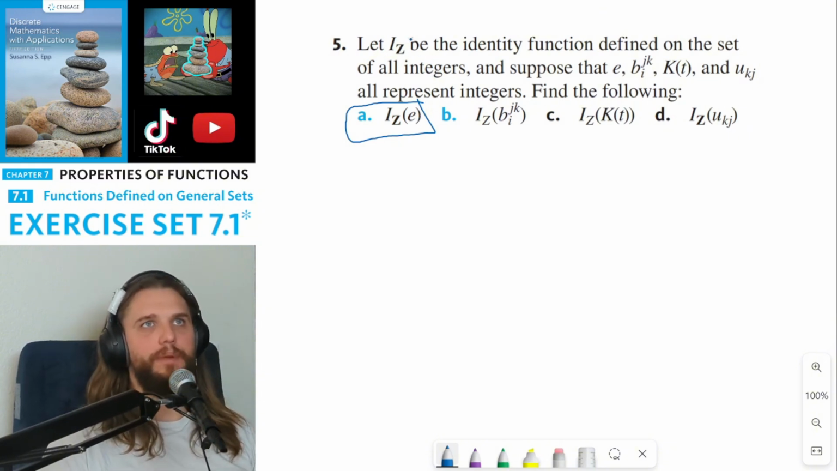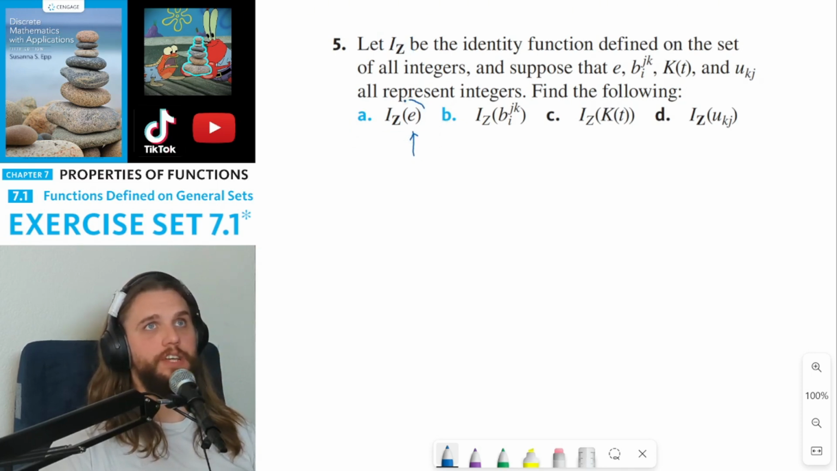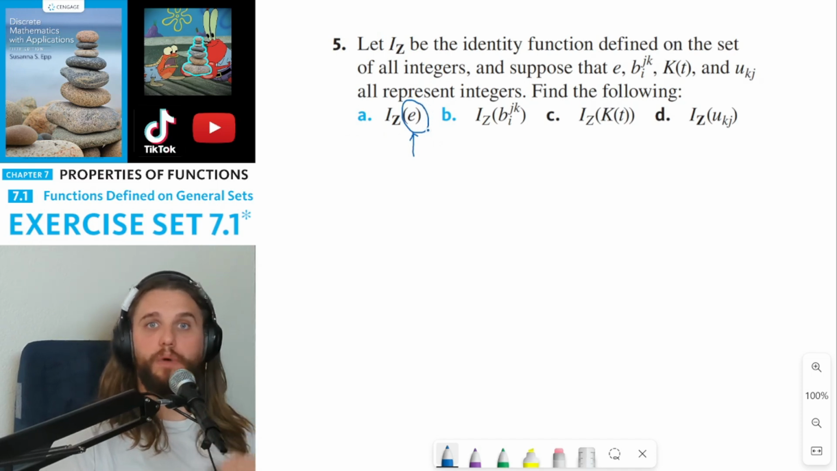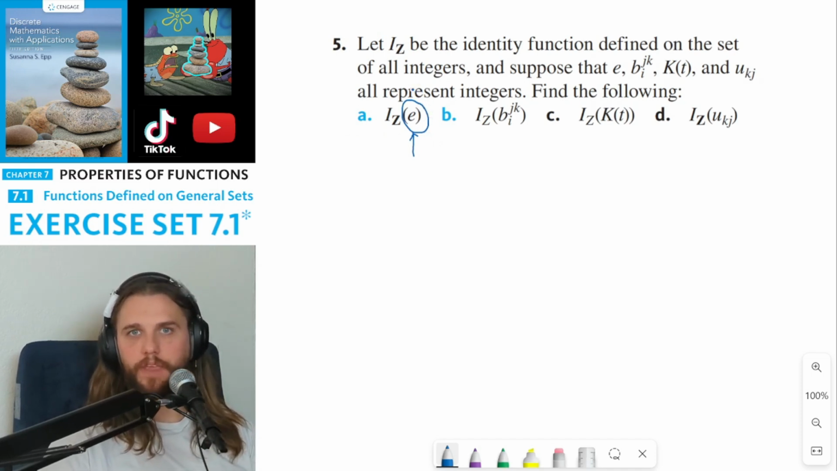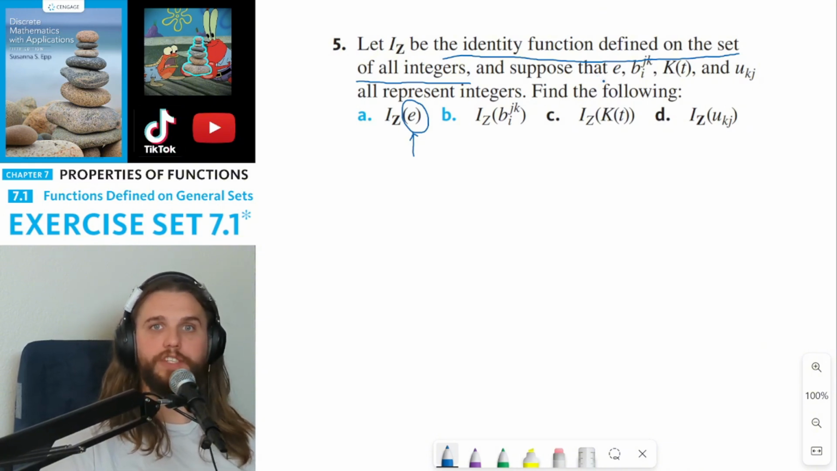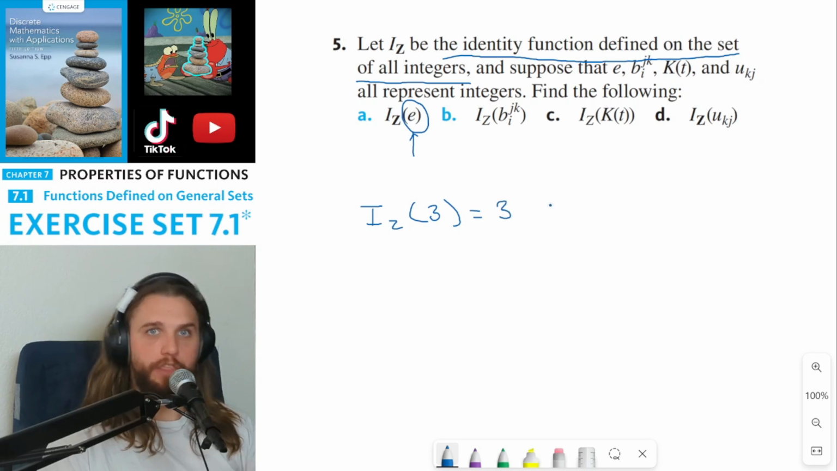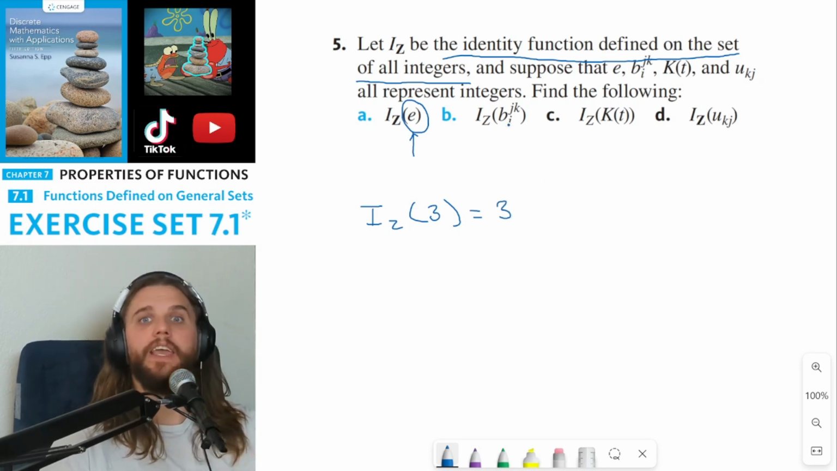First of all, let's talk about what the identity function is. The identity function, number one, is a function, meaning that there are inputs and there are outputs. If you notice, there's parentheses here, and the parentheses correspond to the input of this function. Now, the identity function defined on the set of all the integers represents a function that maps each integer to itself. So, for example, if I plug in any integer into the parentheses here, say 3, then the output is just going to be 3. And we can do this with any integer.